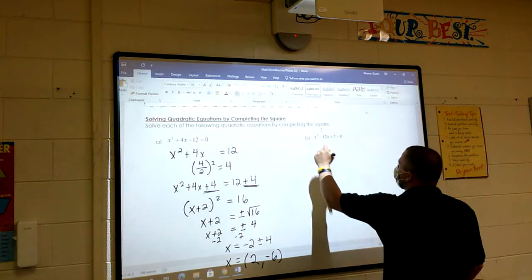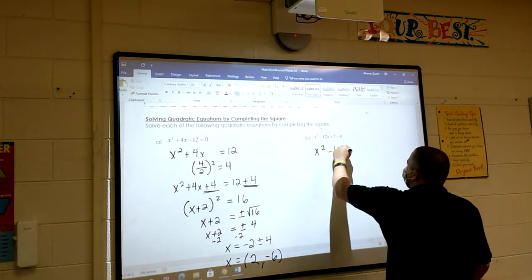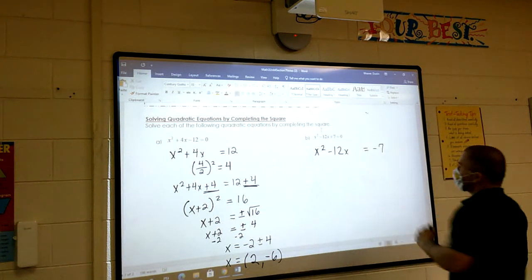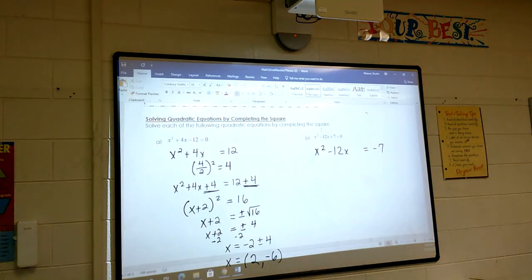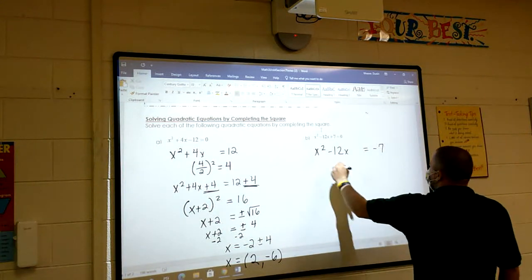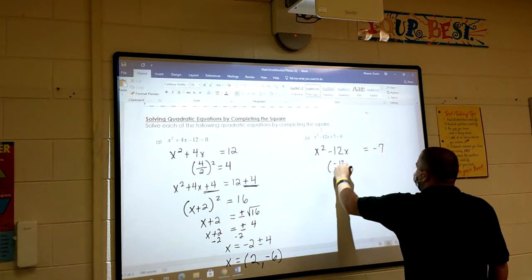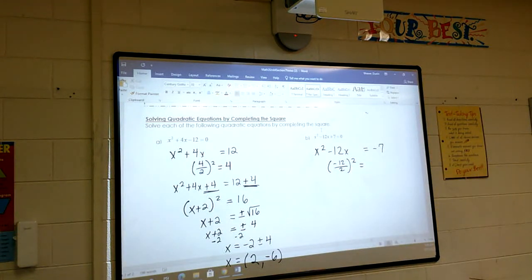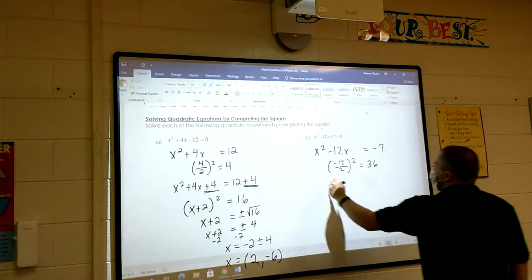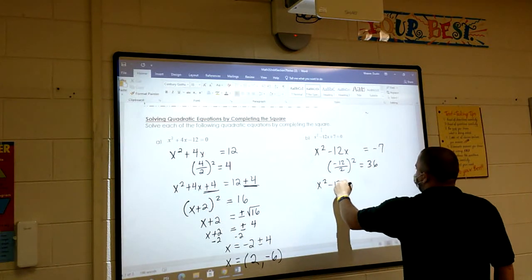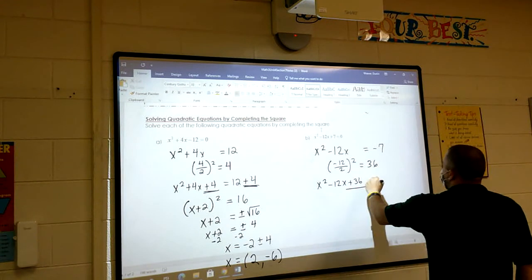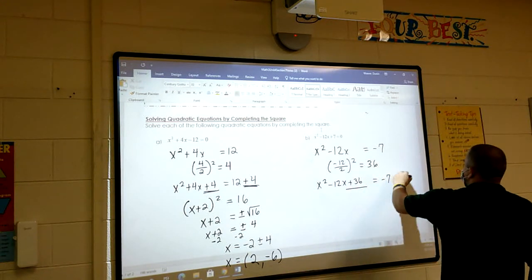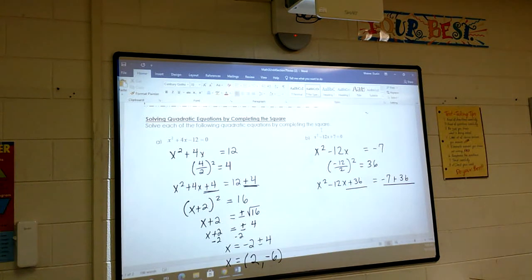So B, x squared minus 12x equals negative 7. So we move the 7 over. That's the first step. Make sure your number's on the right side. Make sure your x squared and your x is on the left side. We're going to say negative 12 divided by 2 squared. What is that going to be? 36. Yeah, 36. So we say x squared minus 12x plus 36 equals negative 7 plus 36. This one doesn't turn out as pretty.